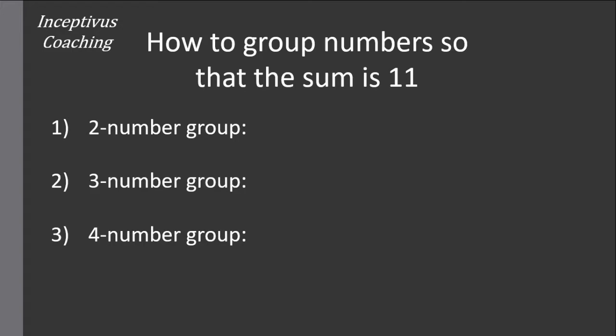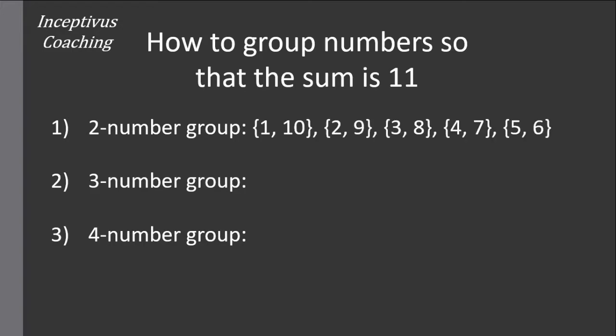Okay, so let's list all these groups. So the 2 number groups that you can form are 1 10, 2 9, 3 8, 4 7, and 5 6. That's pretty straightforward. What about the 3 number groups? How many can I form?